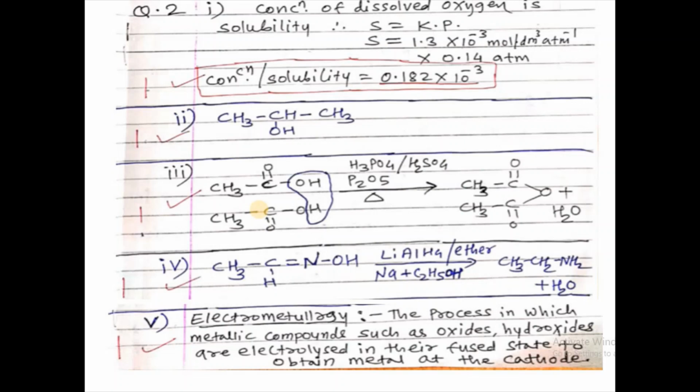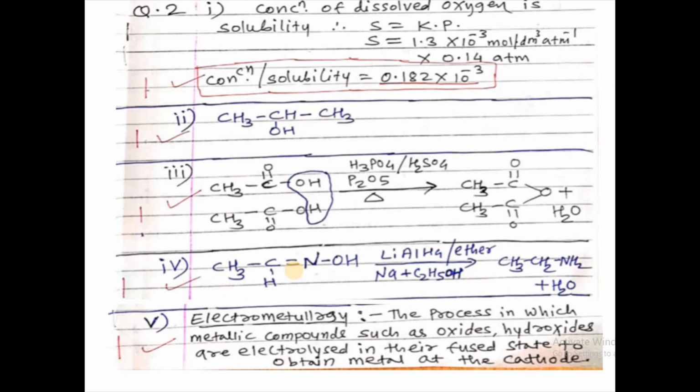It is the formula of acetaldehyde, and acetaldehyde on reduction by using lithium aluminum hydride and sodium or ethanol. These are the 2 reducing agents which can be used for the reduction of acetaldehyde into ethanamine or ethylamine, and this is the balanced chemical equation.